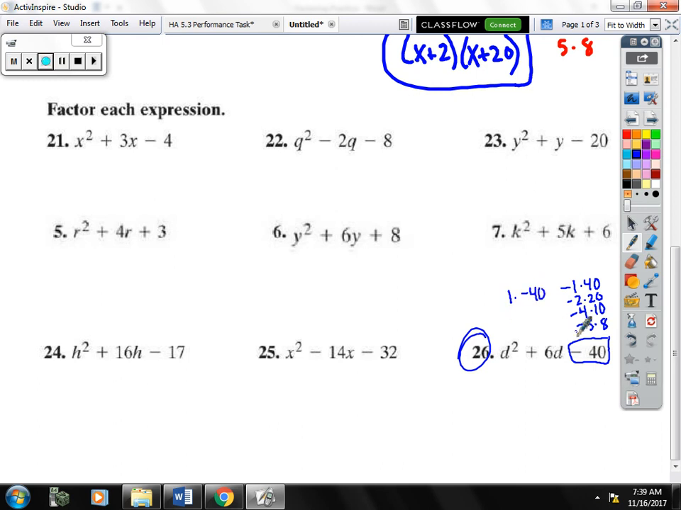Which of these pairs of numbers would sum to get me my middle value of a positive 6? Well, 10 minus 4 is 6. So when you do this binomial, instead of putting x and x, since it was d squared, this will be d and d. One will be a minus 4, one will be a plus 10. And you can double check: d squared plus 10d minus 4d minus 40 gets me 6d. Negative 4 times 10 is a negative 40.